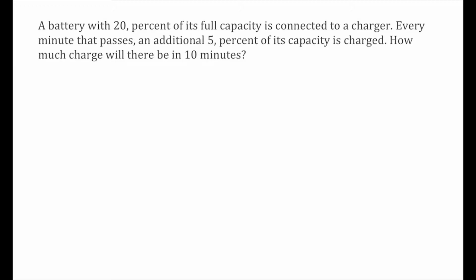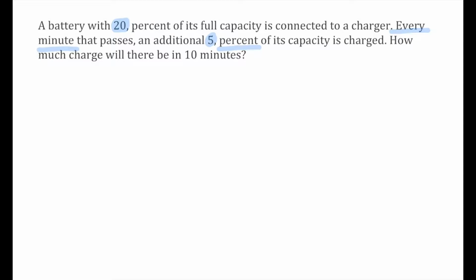So for example, a battery with 20% of its full capacity is connected to a charger. Every minute that passes, an additional 5% of its capacity is charged. Now, how much charge will there be in 10 minutes? We have several things. We have this 20%, and that is how much your battery is already charged. And then we have 5, and it's percent per minute because it says every minute.